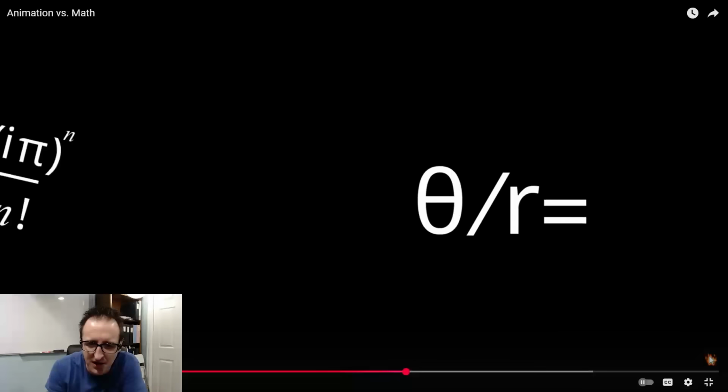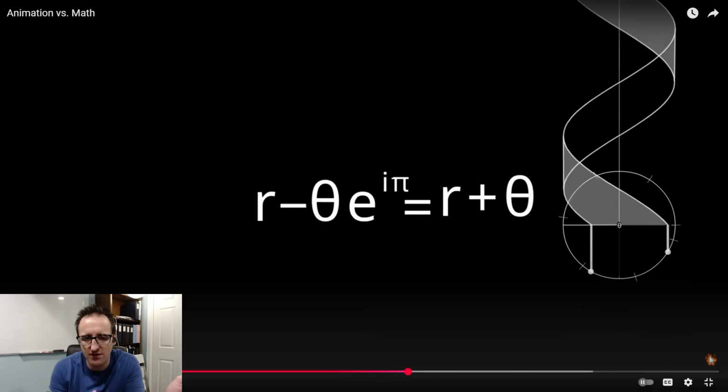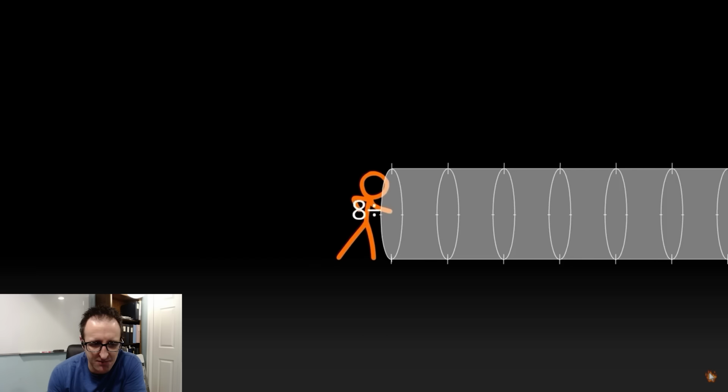So well thought out. So he jumps in here, he throws the r over there. Now if you remember, e to the i pi, of course, is just -1. So with e to the i pi being -1, this is just equal to r plus theta. That's where that's coming from. He's spinning that, making it really large.